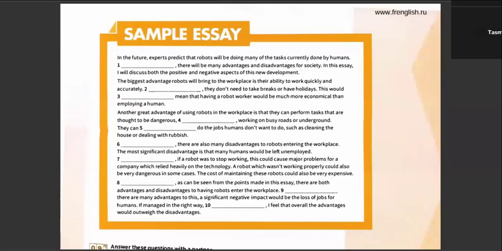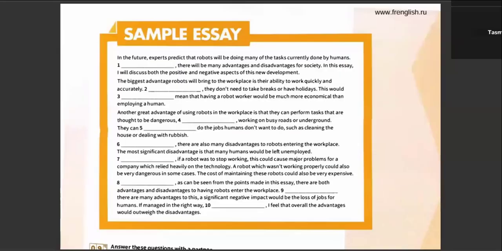In the future, experts predict that robots will be doing many of the tasks currently done by humans. Therefore, there will be many advantages and disadvantages for society. In this essay, I will discuss both the positive and negative aspects of this new development. The biggest advantage robots will bring to the workplace is their ability to work quickly and accurately. Also, they don't need to take breaks or have holidays. This would furthermore mean that having a robot worker would be much more economical than employing a human.